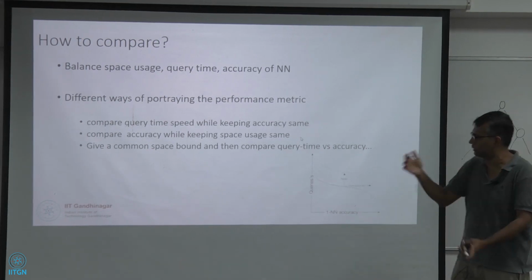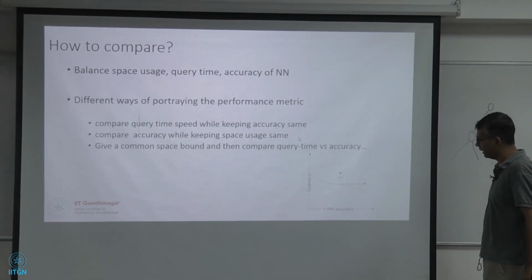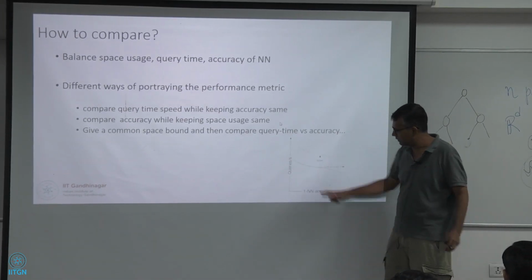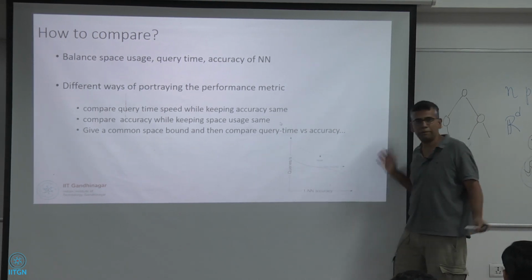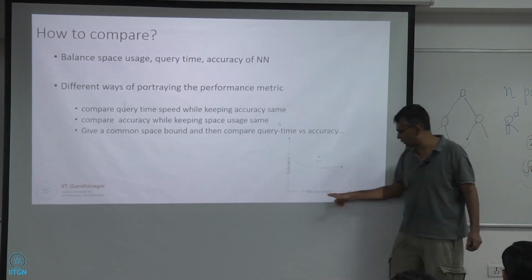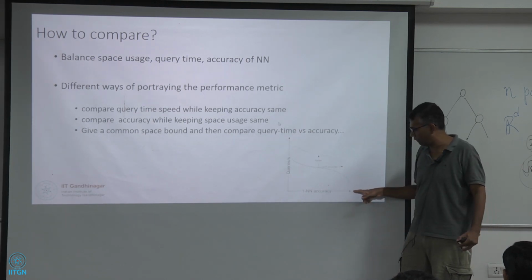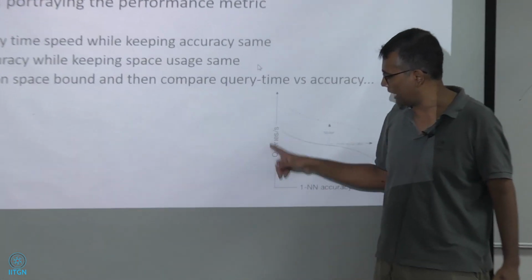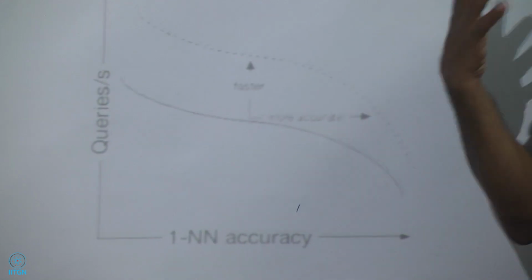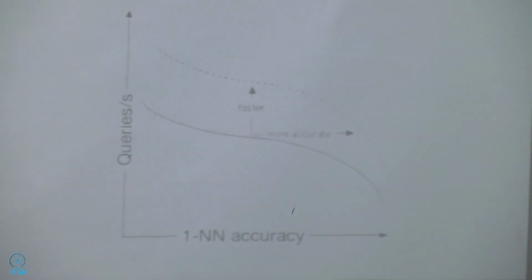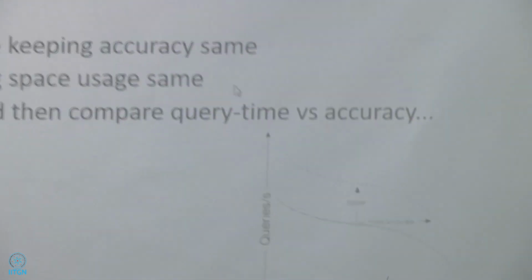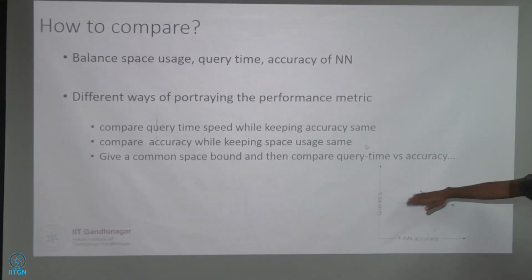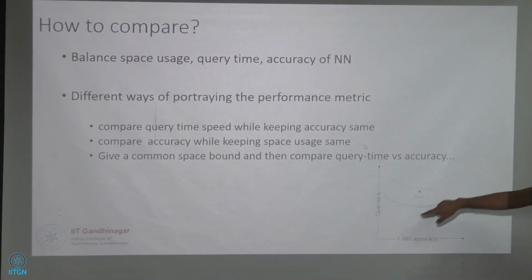This is the way that this particular Python package, which I'll talk about in the next two slides, does it. It says, okay, I don't care about space. I'll look at the one nearest neighbor accuracy on the x-axis: the farther in this direction you are, the better. And the y-axis is the number of queries per second, basically the query time that I was talking about. So higher up means you can handle more queries per second. A curve that is further up and further right is better. So a point here is better than a point here.